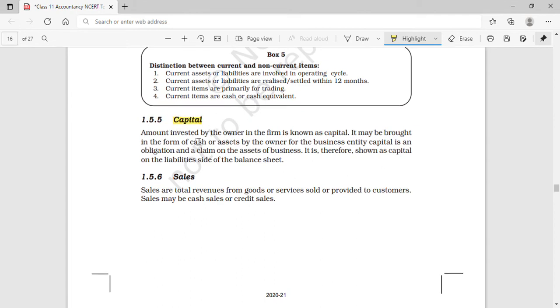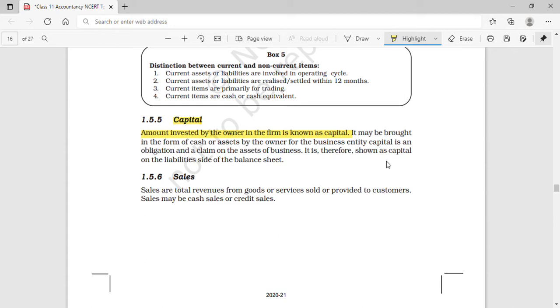Next is capital. Now, what is capital, guys? Capital is basically what the owner of the company will first put in the company to start the company. That's your capital. As you can see, the amount invested by the owner in the firm is known as capital. It can be in the form of cash or assets. It's also shown on the liability side. As I told you, the equation is: assets is equal to your liabilities plus your capital. So that is what capital is, what the owners put into the firm in the starting, what they have invested.